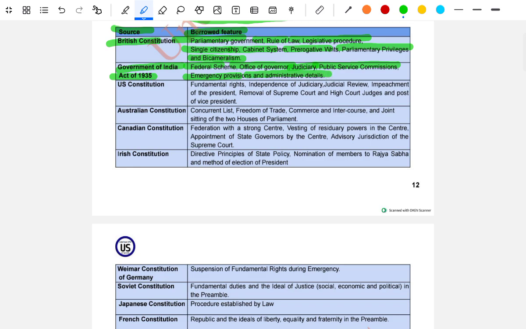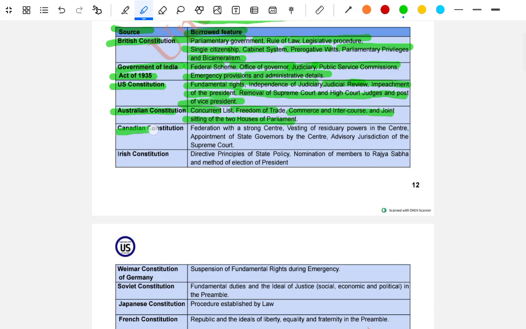The U.S. Constitution: fundamental rights, independence of the judiciary, judicial review, impeachment of the President, removal of Supreme Court and High Court judges, and the post of Vice President. Australian Constitution: concurrent list, freedom of trade, commerce and intercourse, and joint sitting of the two houses of parliament.